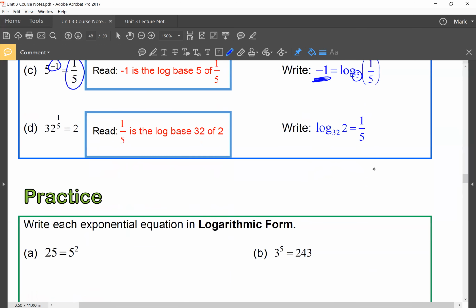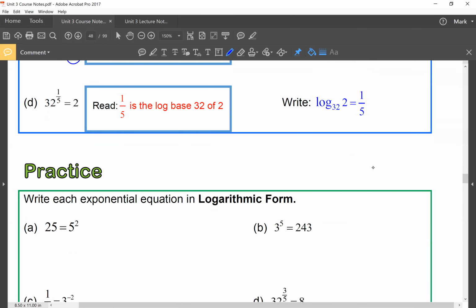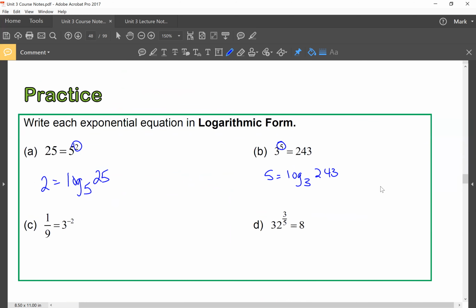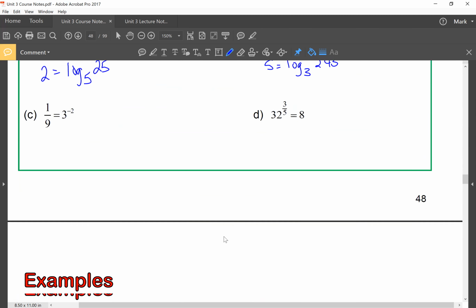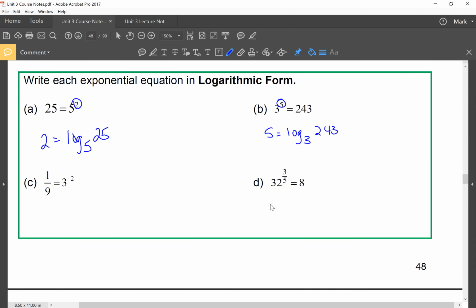Let's do some practice for this. So like question number A. So 2 is the log base 5 of 25. Right? All right, what about B? So B, 5 is the log base 3 of 243. Do you guys see what I'm doing there? Oh, I did the easy ones. Is there more practice? Not really.